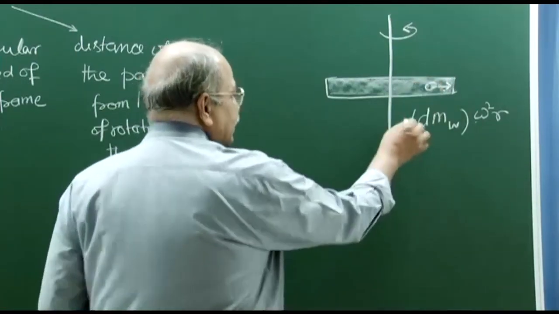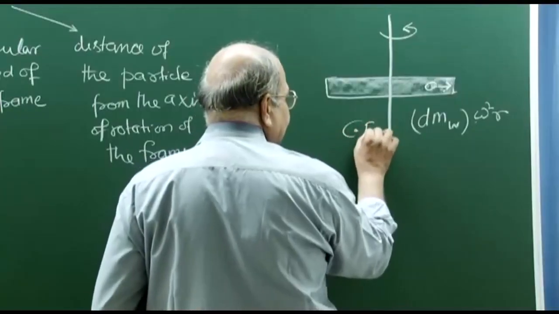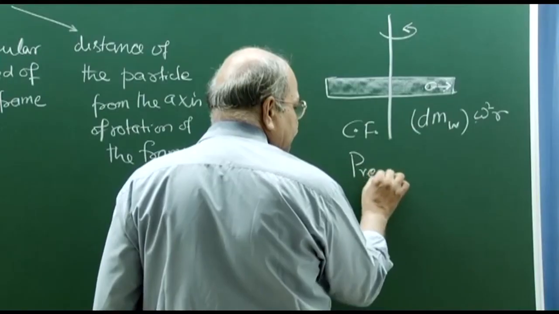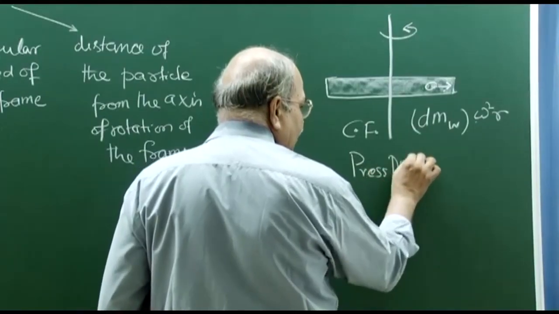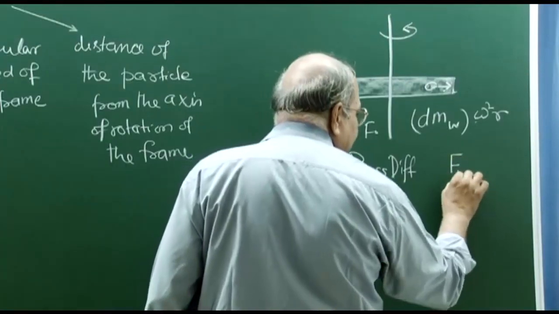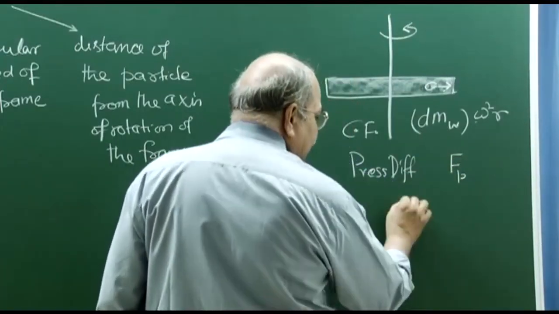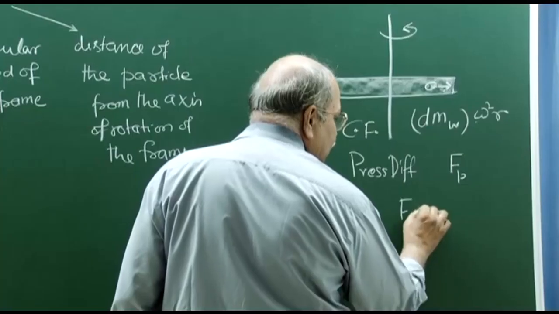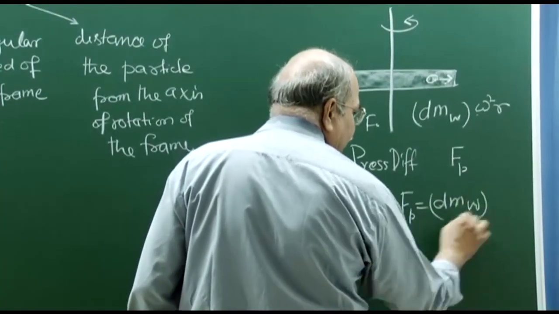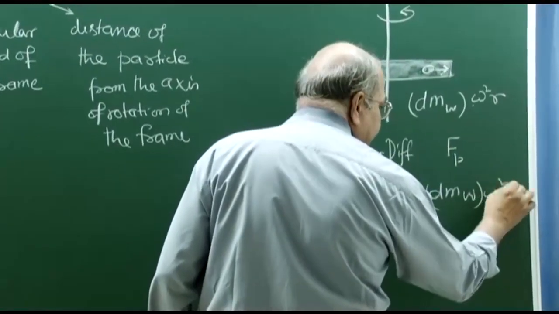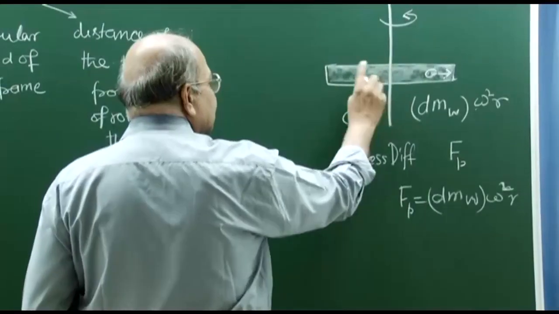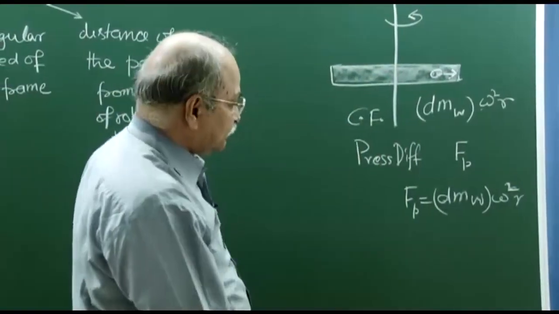So, this is the centrifugal force that I am using, and then I have a force because of that pressure difference, and that force which you can write say F_P because of pressure difference, this F_P must be equal to this dm_W times omega square into r. Omega is the rotational velocity, the angular velocity of the frame, remember.